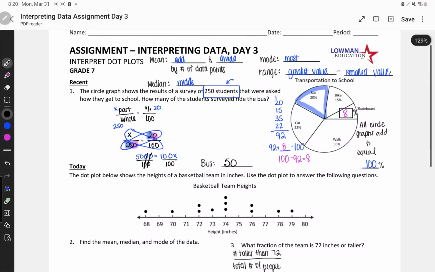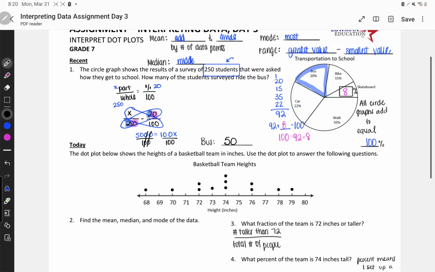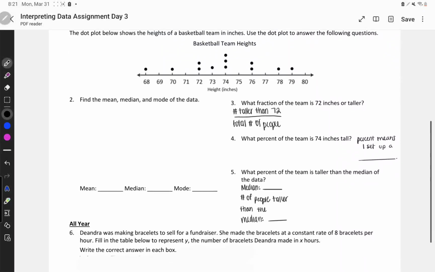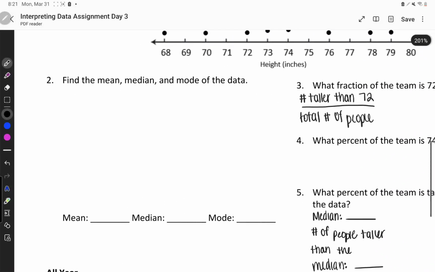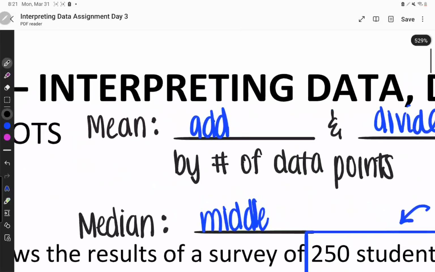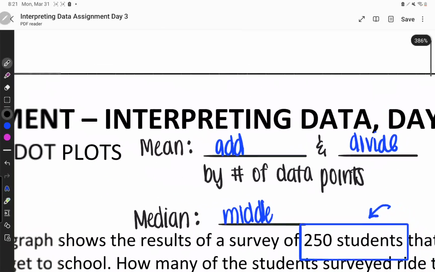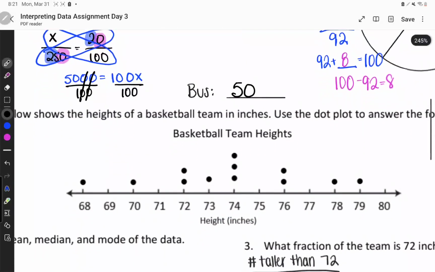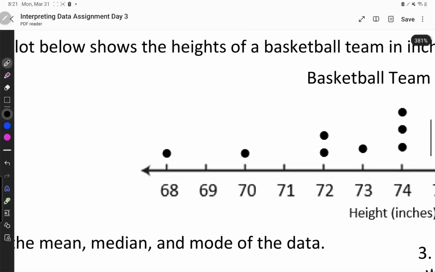Then I have the dot plot below shows the heights of a basketball team in inches. Use the dot plot to answer the following questions. So question 2 says find the mean, median, and mode of the data. So if we look at our definition of mean, it says to add and then divide by the total number of data points. So first, I have to figure out what each of these points means.